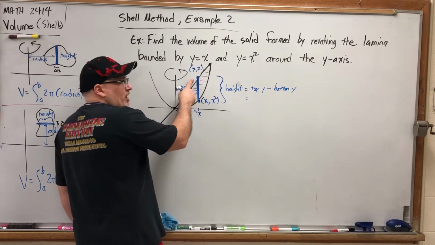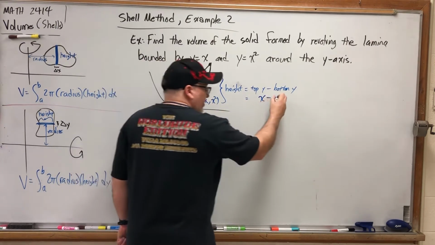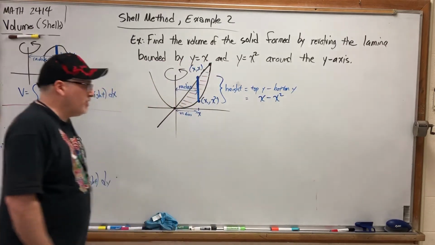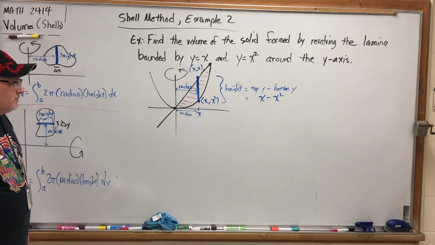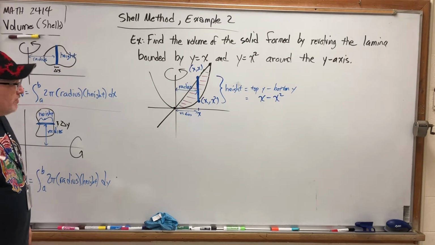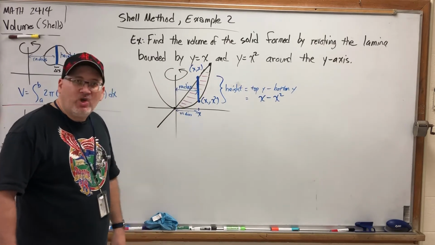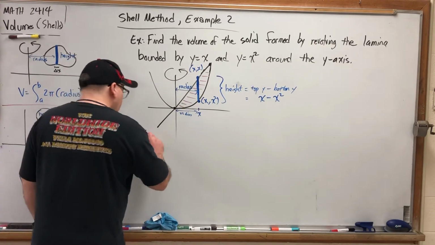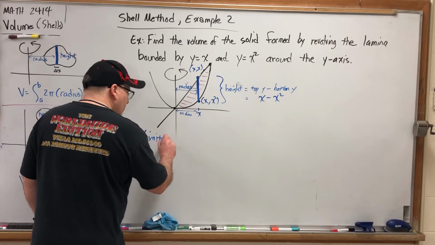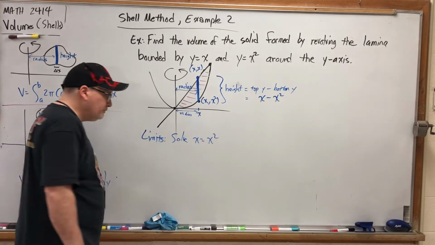But up here, the top y is equal to x, and down here, the bottom y is equal to x squared. So there's the expression for the height. The only other thing that we're missing are the limits of integration. But the limits of integration can be found by equating these equations and solving for x. So for our limits of integration, we need to solve x is equal to x squared.